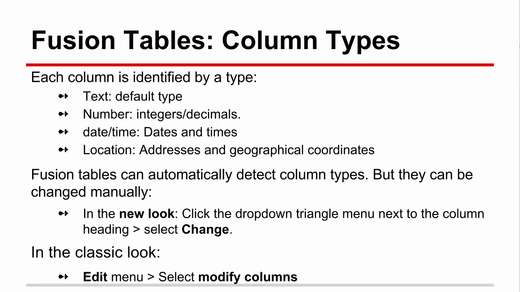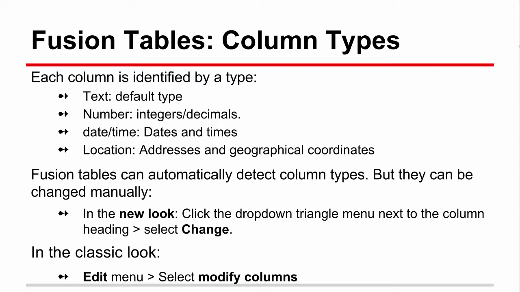And finally, the location type. This type describes a location. It can be a name of a place, the full address, or the geographic coordinates, latitude and longitude. Fusion Tables can automatically detect column types when a file is imported. However, if it does not, you can always change the column type.